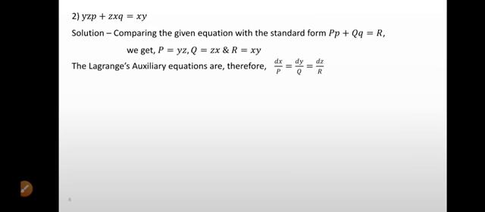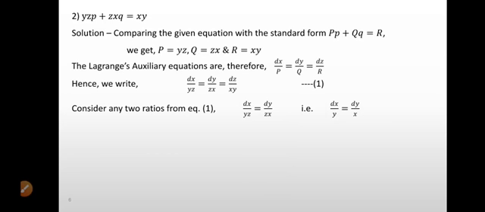yzp plus zxq equal to xy. So comparing this PDE with the standard form, we get p equal to yz, q equal to zx and r equal to xy. Let us write the Lagrange's auxiliary equations, which are in ratio form. So dx upon yz equal to dy upon zx equal to dz upon xy.